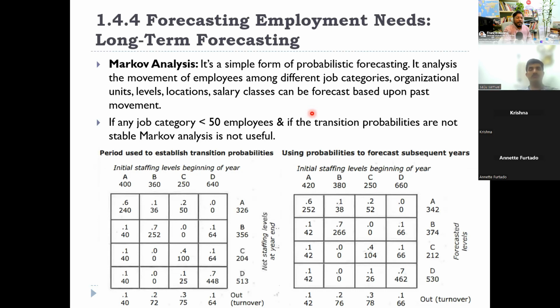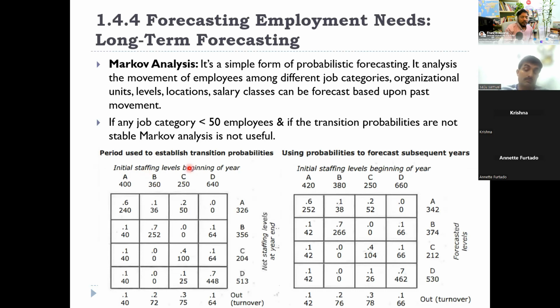Okay, in any job category, if you want to use the model, you need to have at least 50 employees and above. Okay, and if less than 50, this model may not work. And if the transition probabilities are not stable, your business also has to be stable. If it is unpredictable, changing, volatile, it doesn't work. Okay, these are our preconditions. So let's look at this left side.